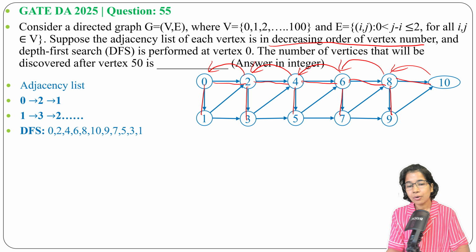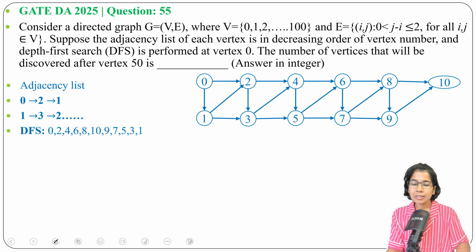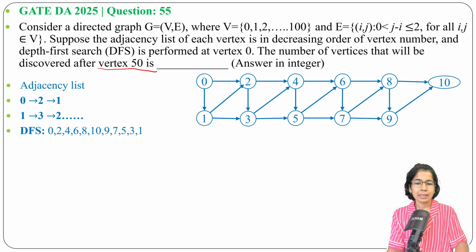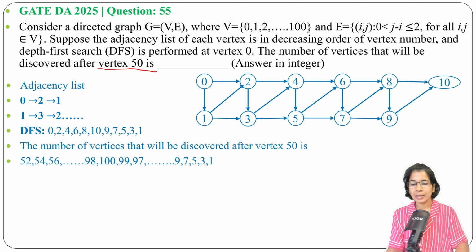Now we'll consider 100 vertices. In case of 100 vertices, in the same way, we'll visit 0, 2, 4, 6, 8, 10, 12, 14, 16 till 50. The question is asking the number of vertices that will be discovered after 50. So after 50, we'll visit 52, 54, 56 till 100. Then from 100, we'll backtrack to 98. From 98, we'll visit 99. Then we'll backtrack to 96. From 96, we'll visit 97, and so on.